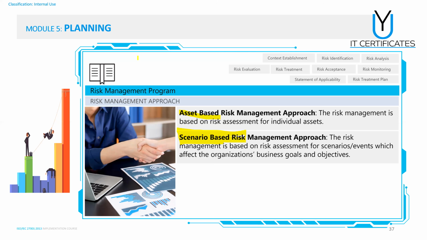Then what is the best approach? The best approach is mix and match. You have to define the assets and work on the scenarios, both of them together at the same time. This will be the best approach for risk management.